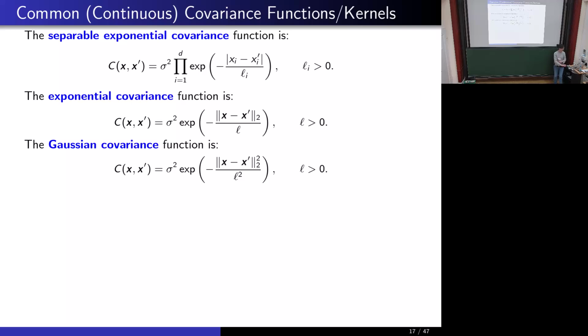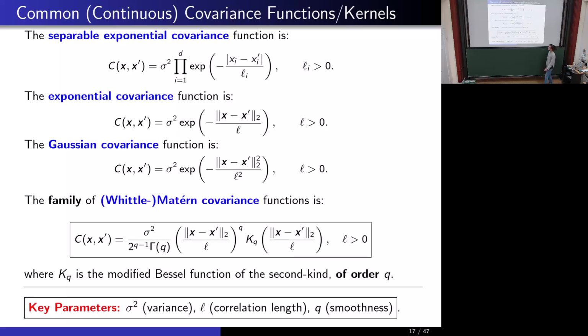So the one at the top is a product of 1D exponentials. I mean, it's a bit weird, isn't it, because they've all got exponentials in them. This one is often called the exponential covariance, so this is the 2 norm, or the difference between the points sitting inside there. This one is called the Gaussian covariance. It's perhaps more descriptive to call it the exponential squared. Right, so it's got the 2 norm squared here. And then there's another broad family of covariance functions, which is sometimes called the Matern class, or the Whittle-Matern class, right, which looks much more complicated.